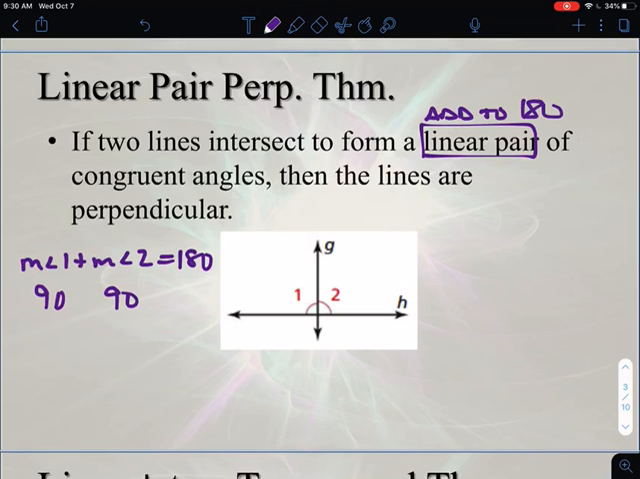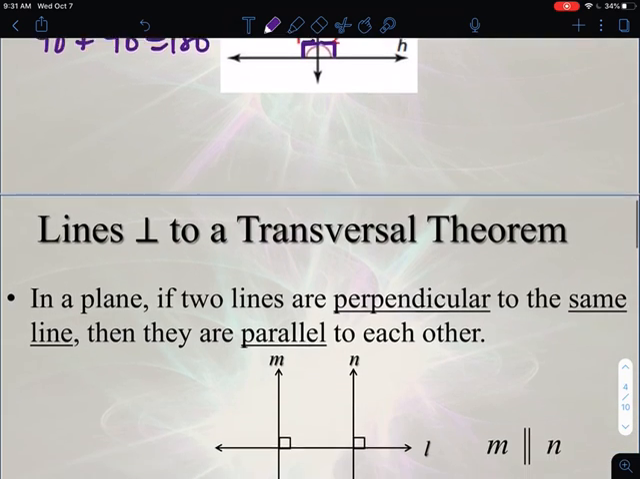Well, then the only way that can happen is if both angle 1 and angle 2 are 90 degrees to get that 180. So what we're saying is that angle 1 must be a right angle, angle 2 must be a right angle. So when you see that situation where like one side's right angle, the other side must also be. Or if they give you that they're a linear pair and that they're congruent, they have to be right angles.